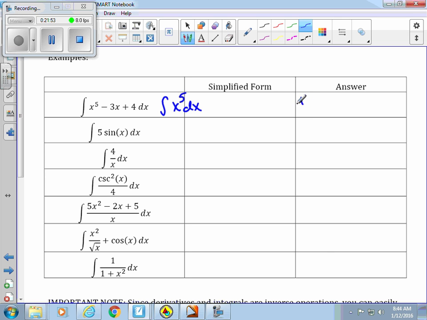Good. Where in the world did you get 16x to the sixth? Good. I raise the power by 1 and divide by the new power. Okay, so that's why when I was talking about the 1/3 x cubed with the x squared. So I want to know what has a derivative that's x to the fifth. If I took the derivative of something, what would give me x to the fifth?